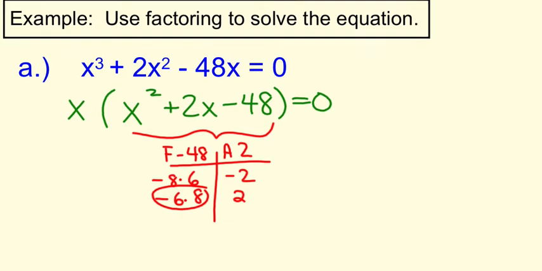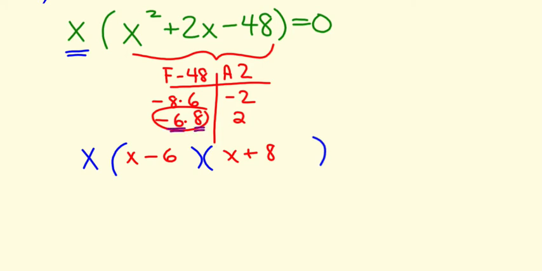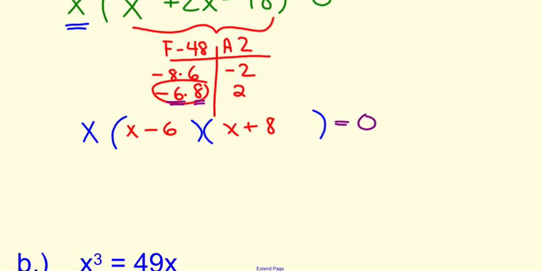So in factored form, we still have this x out in front. Don't forget about that. And then we have two parentheses. Now we have x minus 6 and x plus 8 from this negative 6 and positive 8. Still setting that equal to 0. Now you set each factor equal to 0 and solve for x.